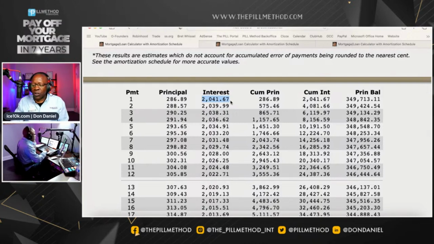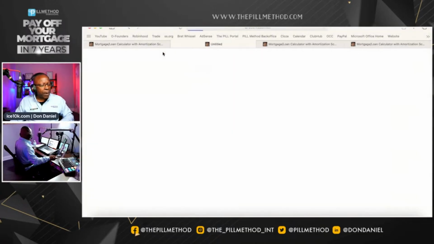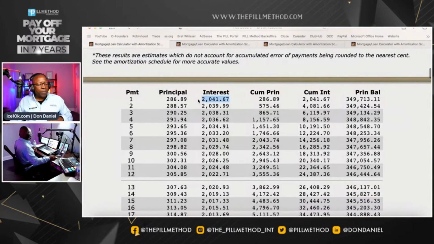Here's the second thing you need to understand. Interest payments I skip don't matter. So if you have a loan, and I'm going to duplicate this tab, my interest payment now is $2,041, and I have an interest only loan.